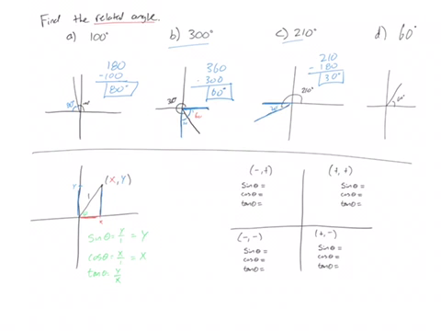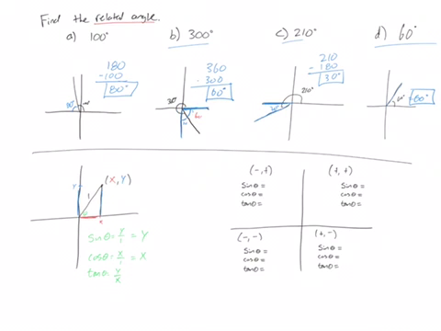And then in this case, D, notice it is 60 degrees, and it's right here approximately. Notice this one is positive and acute, and it's between the terminal side and the x-axis. So in this case, the related angle is simply 60 degrees.